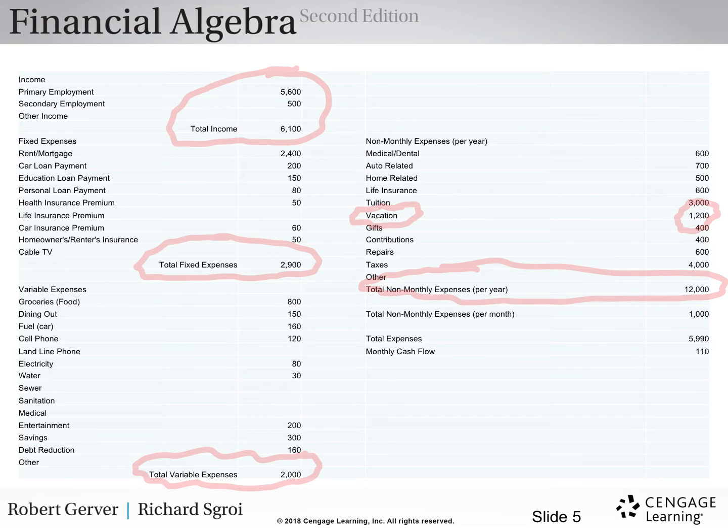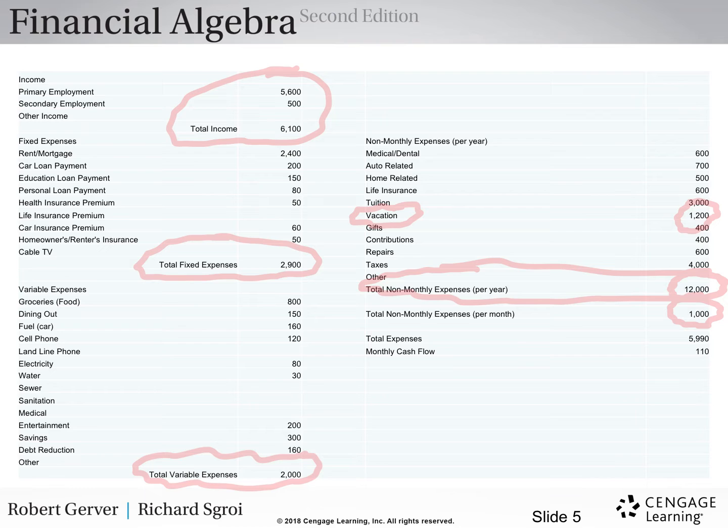What they've done here is they've taken these non-monthly expenses and figured them out for the whole year. In this case, they spent $12,000 for the whole year on non-monthly expenses. They divide it by 12, and they come out with the total non-monthly expenses per month. In this case, it was $1,000 per month. So that goes to these expenses that are not monthly, but are somewhat random throughout the year.